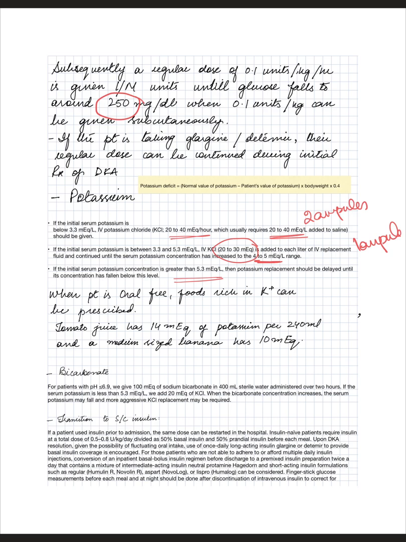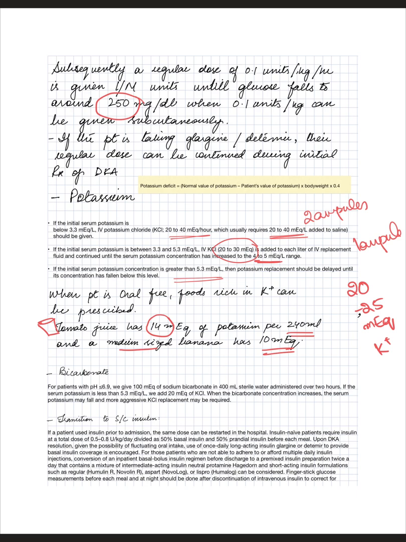It is important to note that we can also give oral therapy for potassium, and in every ampule of potassium there are usually 20 to 25 milliequivalents of potassium. A glass of tomato juice of 240 ml will contain 14 milliequivalents of potassium, and a medium sized banana can have 10 milliequivalents of potassium.